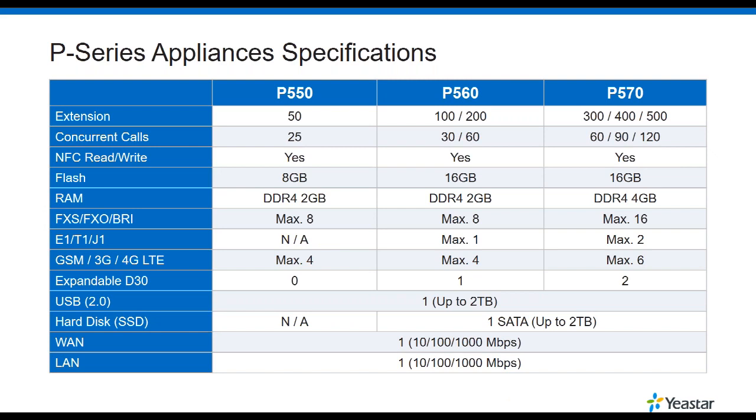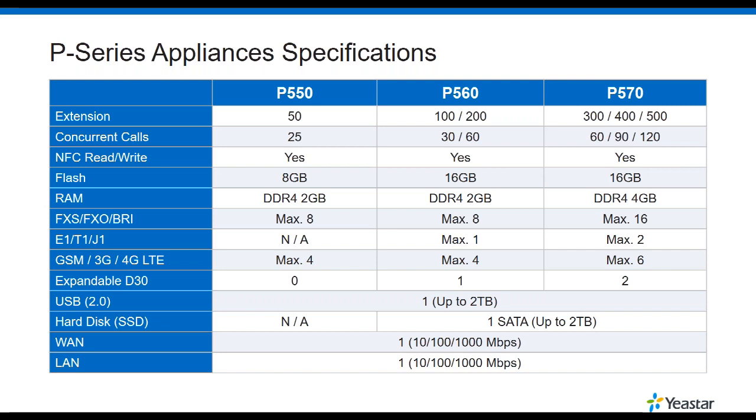All right. So here's the deal. I'm going to put this, which is a part of our data sheet, here. Let's have a quick look. Like I mentioned, we've got 3 models. They can cover from 50 users to a maximum of 500 users. So for P550, this is going to be a perfect solution for small business users. It provides you 50 users with 25 concurrent calls.